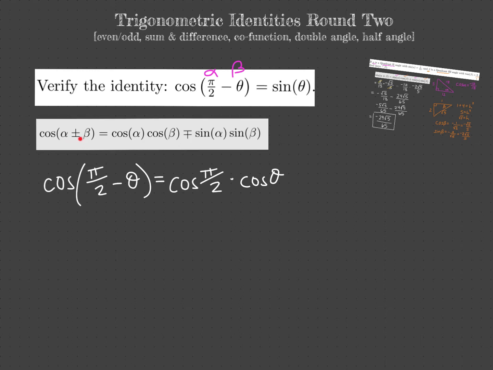Then we're doing the difference identity, so we're going to use the bottom one, which is a plus. So it's plus the sine of our alpha, which is pi over 2, times the sine of our beta, in this case, which is just theta.